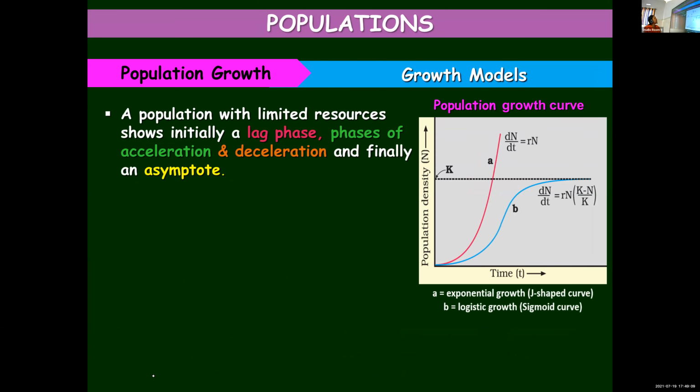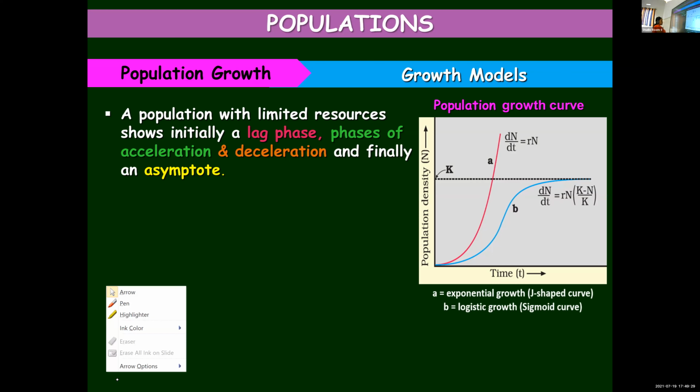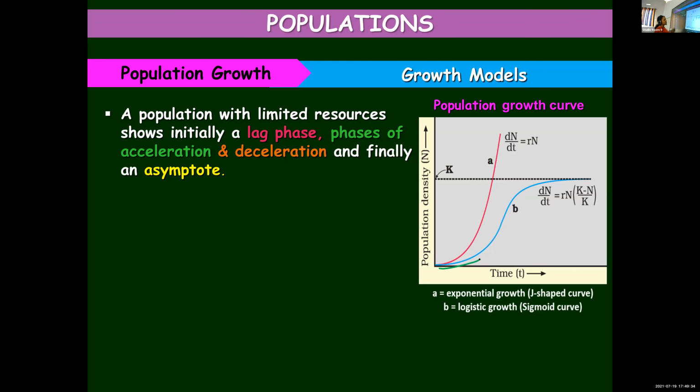A population with limited resources shows different phases. See, here I told you it is represented by a sigmoid curve, an S-shaped curve. And here you can differentiate different phases. In the beginning, it proceeds slowly. You can see a lag phase. It is increasing slowly, and you call it the lag phase. Then you can see a steep increase. It is increasing, so you call it the acceleration phase.